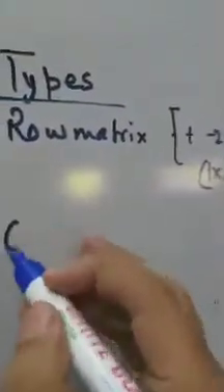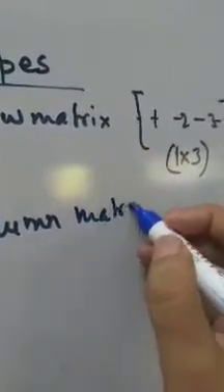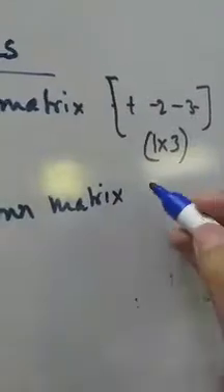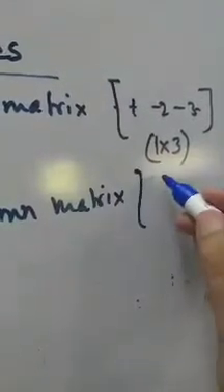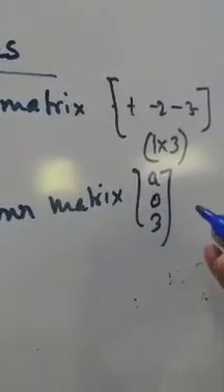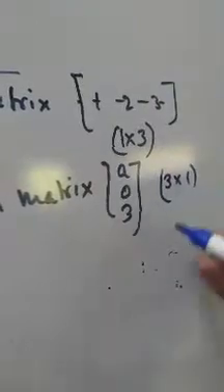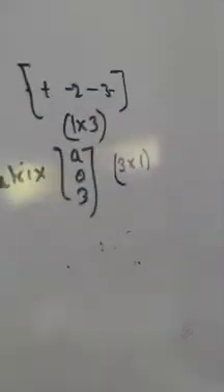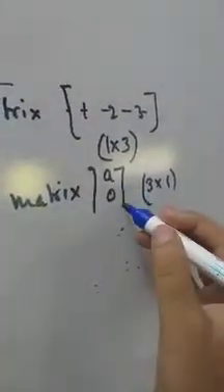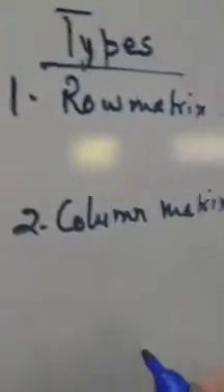Then next is the column matrix. As I defined the row matrix with only one row, a column matrix has only one column. I can write anything as an element of the matrix. So what is the order? It is 3 by 1. It can be 2 by 1 if you write only two elements. So it is a 2 by 1 matrix, with only one single column.